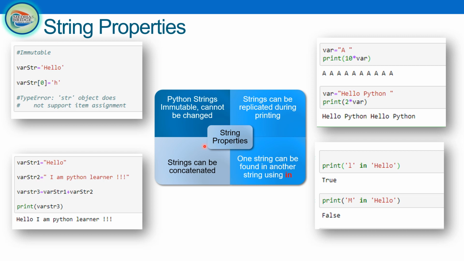String properties. Python strings immutable cannot be changed. Here is an example. Strings can be replicated during printing. In this, we are trying to print A 10 times. Here is an output. A gets printed 10 times. Similarly, string hello Python gets printed 2 times.